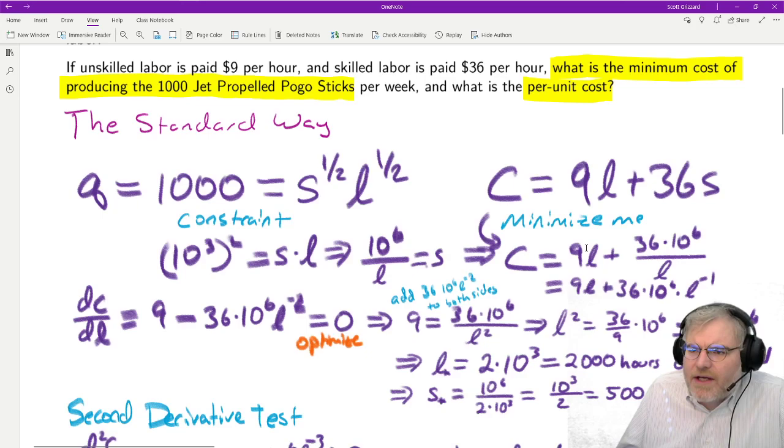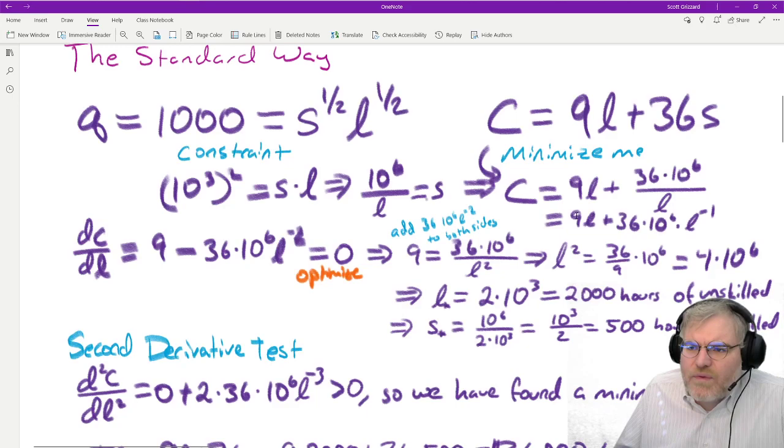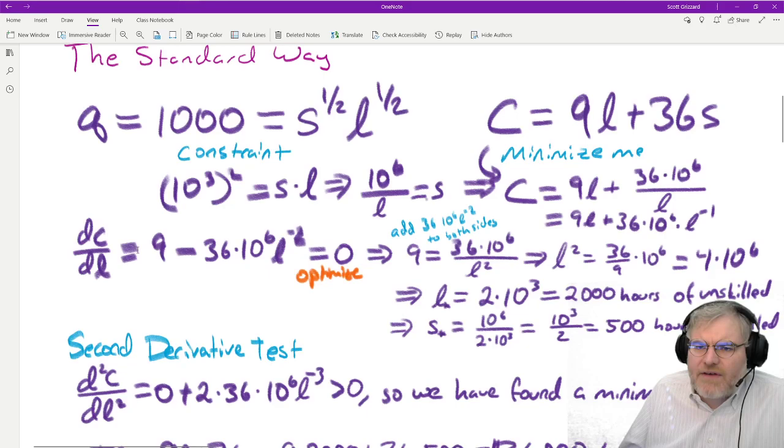plus 36 times 10 to the 6th over l, which is 9l plus 36 times 10 to the 6th, l to the negative 1. And notice I'm using this 10 to the 6th because it's just easier to deal with. Now I'm going to take the derivative of this function, because this is what I want to optimize. I'm going to set it equal to 0. So I want to find out where its minimum is. I take its derivative. I get 9 minus 36 times, and this minus here comes from the negative 1 here, right? So I do negative 1 times the whole thing, l to the negative 2, because negative 2 is negative 1 minus 1. I use the power rule.